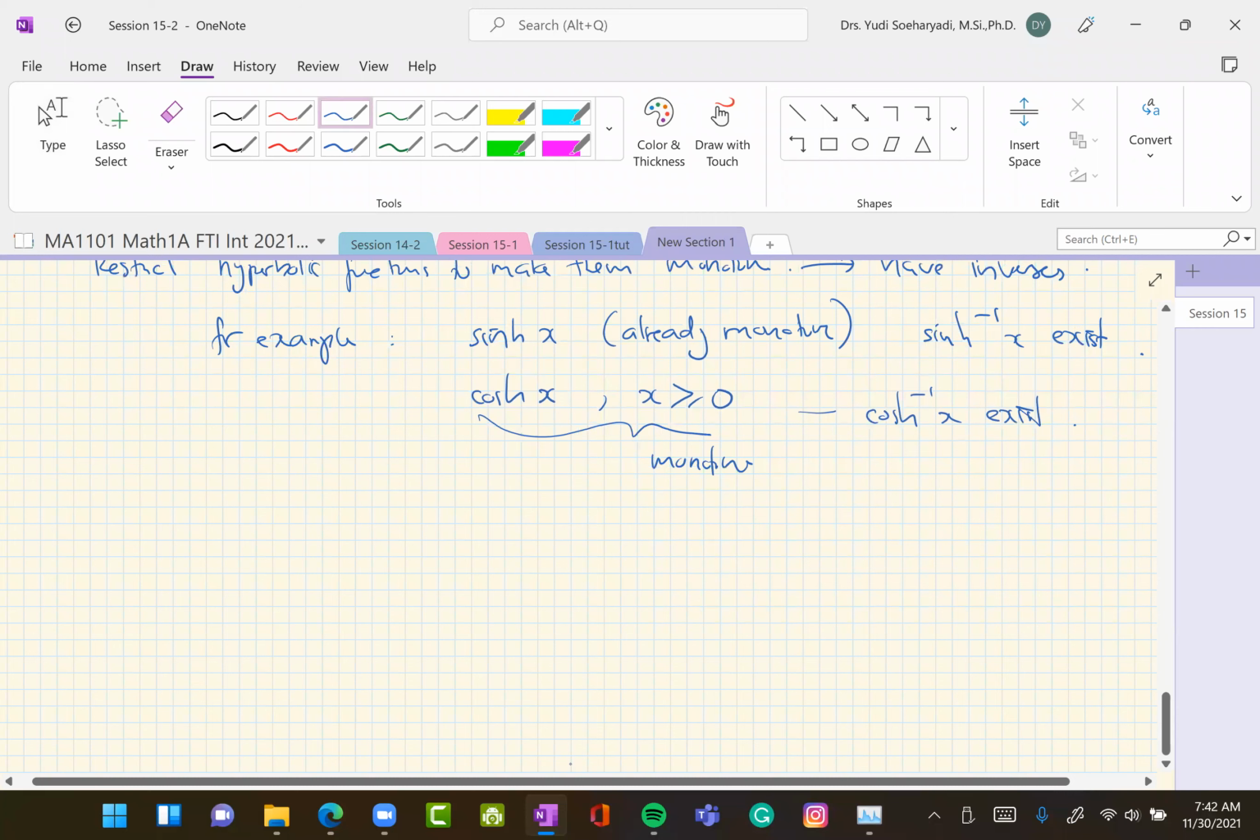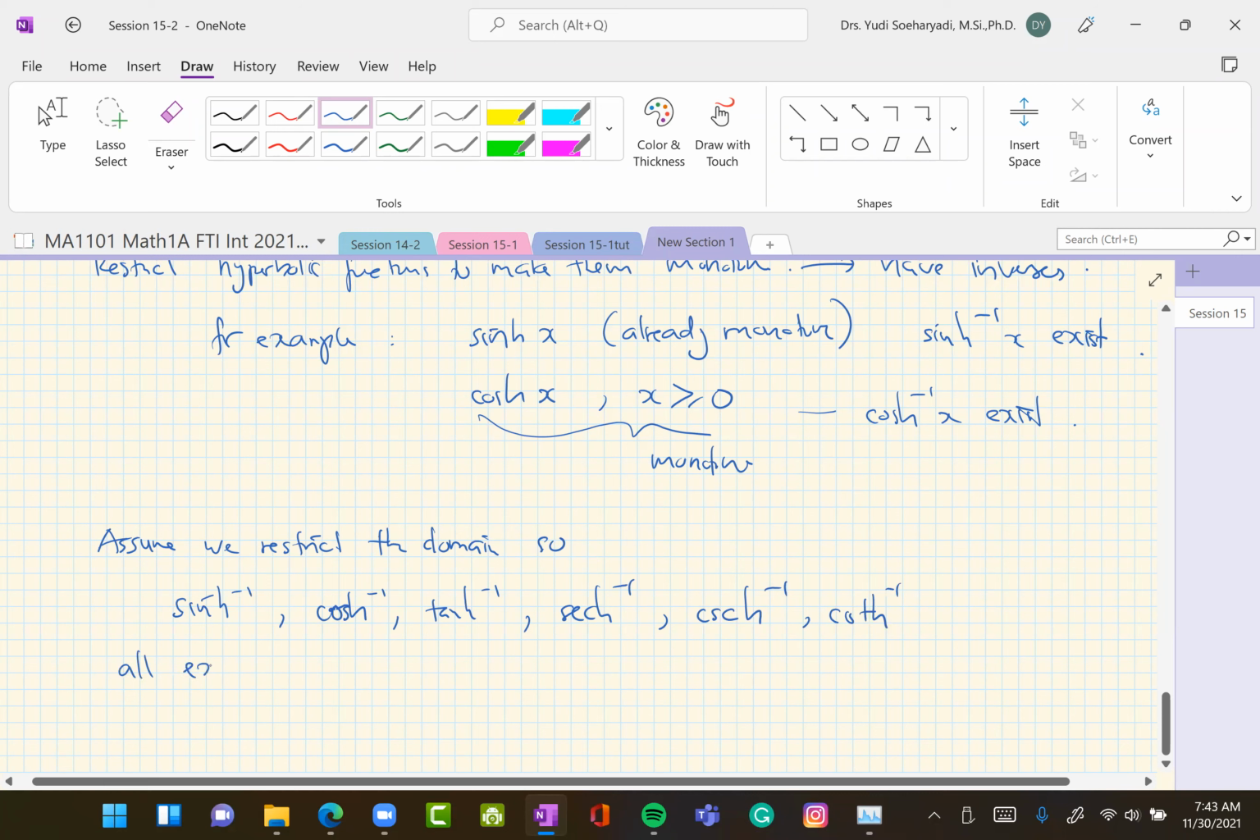All right. So let's assume that all the inverses exist. So we can talk about inverse sine, inverse cosine, hyperbolic inverse tangent, inverse secant, cosecant, cotangent, and all that. Assume we can restrict, so they all exist. Okay, the question is, what is the derivative?